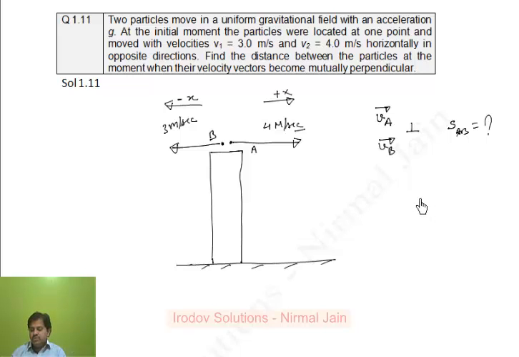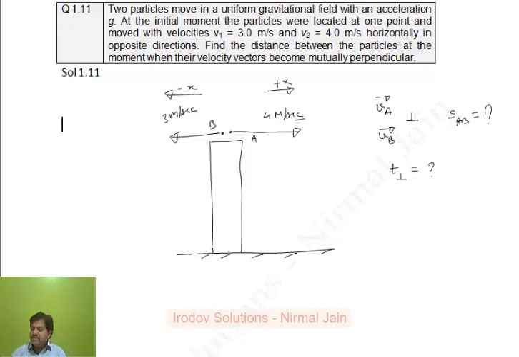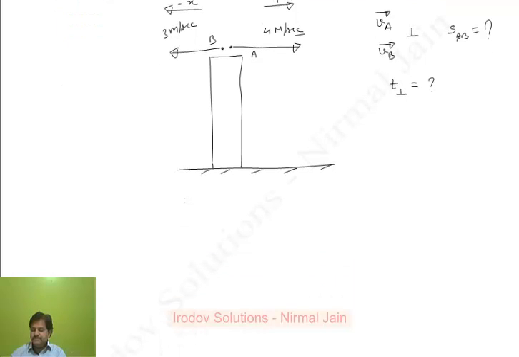To do this, we have to first find the time when the velocity becomes perpendicular. After calculating that time, we will see how we find the distance. The time at which the velocity becomes perpendicular can be easily found using the concept of vector products.